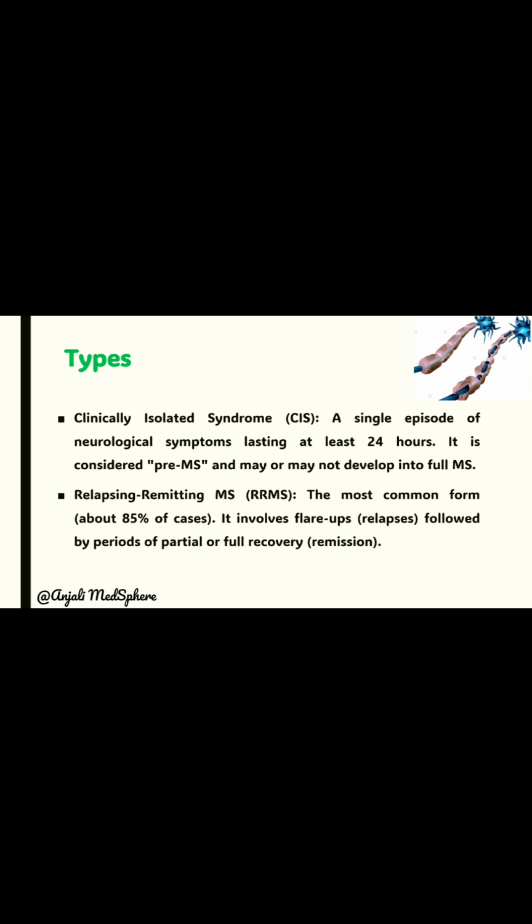Relapsing remitting multiple sclerosis is one of the most common types of multiple sclerosis. About 85% of the cases are this. There will be a flare up, a relapse, followed by a recovery phase. So there are relapses and remissions in relapsing remitting multiple sclerosis, and it is the most common kind of multiple sclerosis seen.